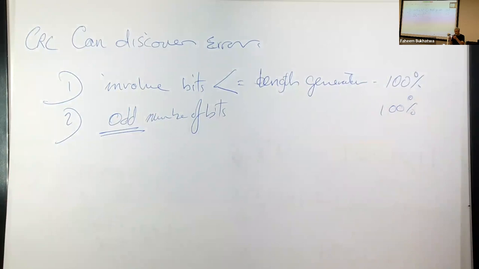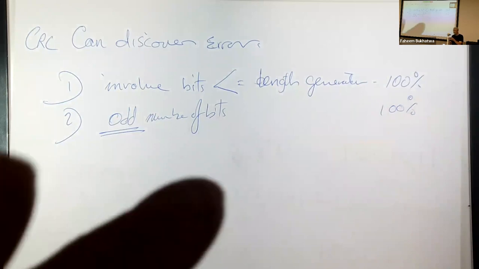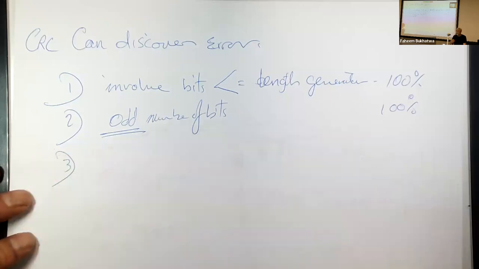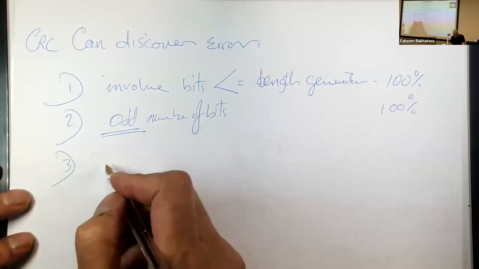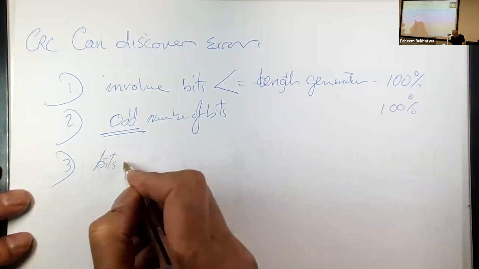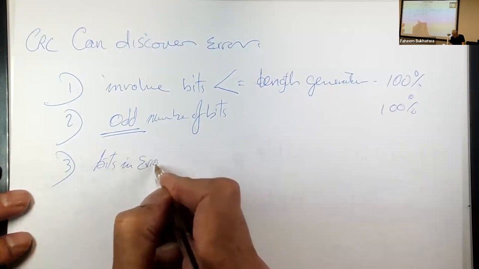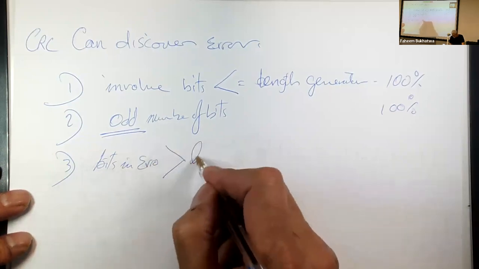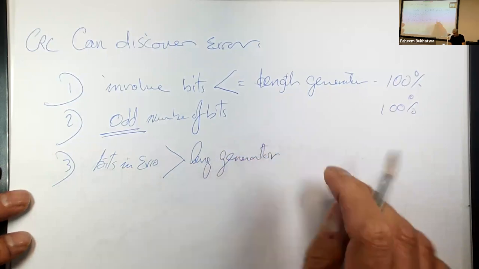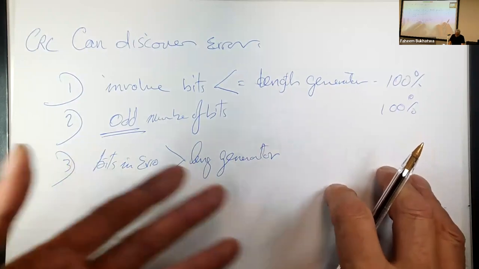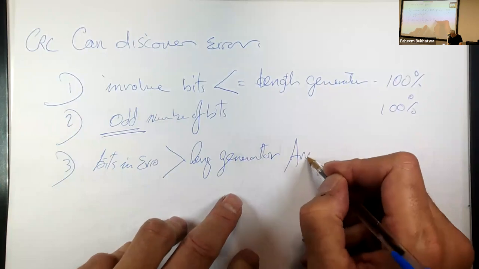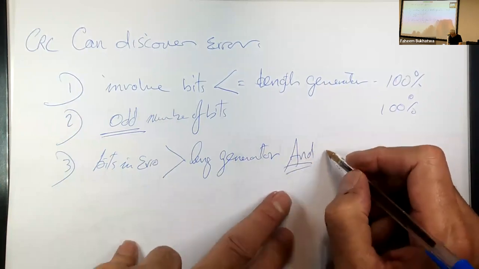So now what are we stuck with? Longer than the generator and even. So if the number of bits that have flipped, that are in error, are longer than the length of the generator, and if they are odd, would they be discovered? Yes, because the second rule will apply to them. And this is a logical and, even number.